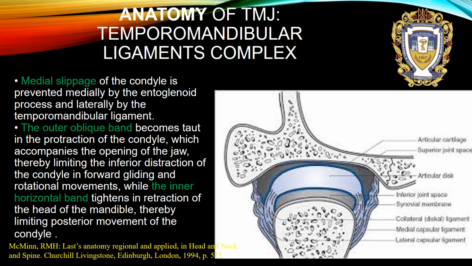Medial slippage of the condyle is prevented medially by the endoglenoid process and laterally by the temporomandibular ligament. The outer oblique band becomes taut in the protraction of the condyle, which accompanies the opening of the jaw, thereby limiting the inferior distraction of the condyle in forward gliding and rotational movements, while the inner horizontal band tightens in retraction of the head of the mandible, thereby limiting posterior movements of the condyle.